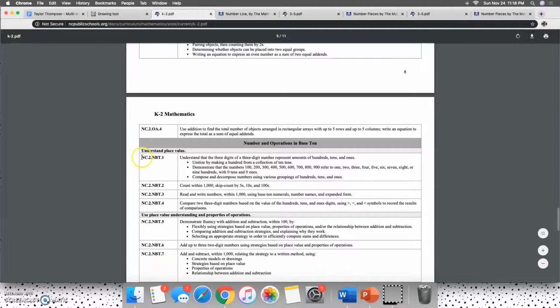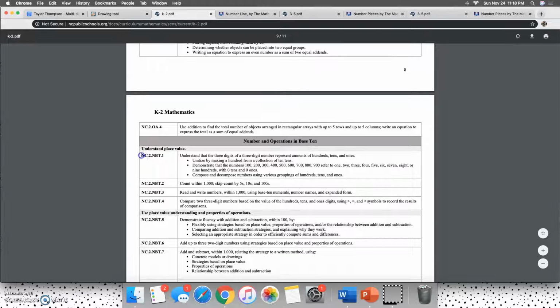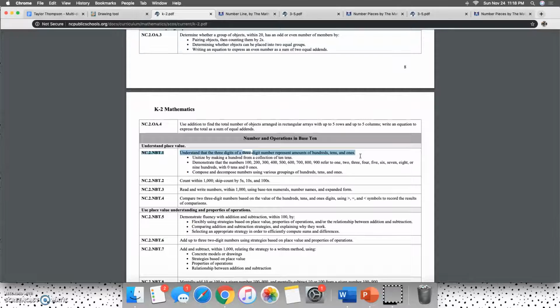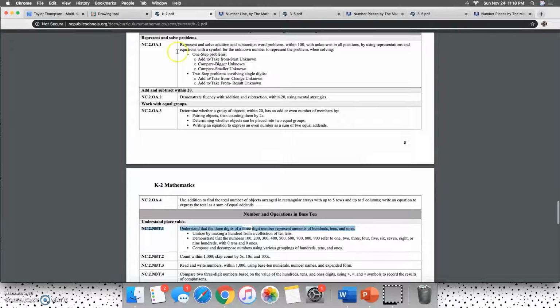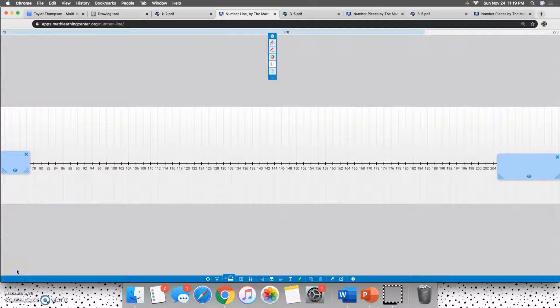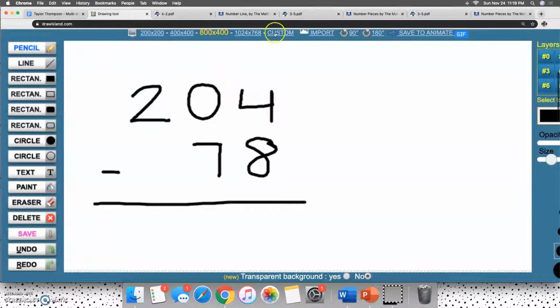And then I also thought NC.2.NBT.1, which is understand that the three digits of a three-digit number represent amounts of hundreds, tens, and ones. It's definitely not too early to start talking about place values, so I think this could also be taught at the same time as the first standard that I was speaking about. Second grade students use direct modeling while counting back or counting on to solve subtraction problems, and this is what it looks like. Our problem is 204 minus 78.